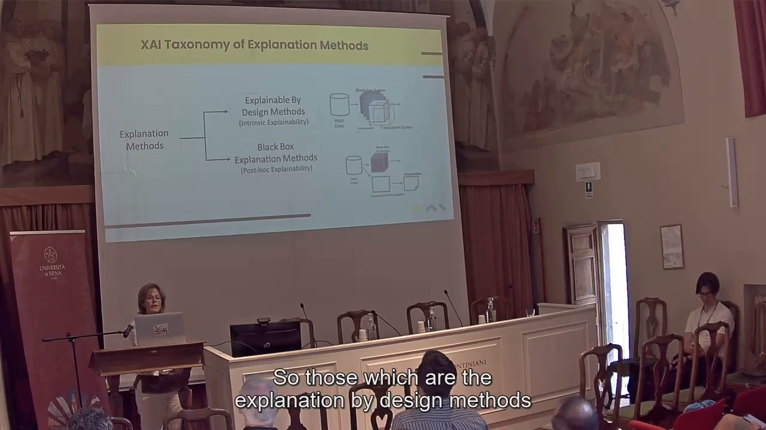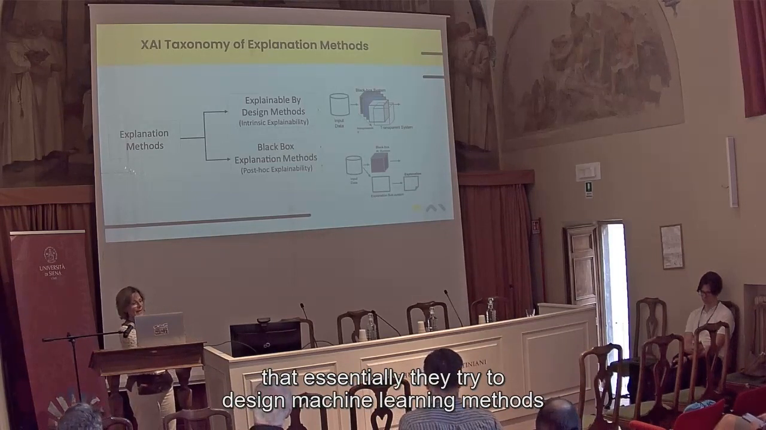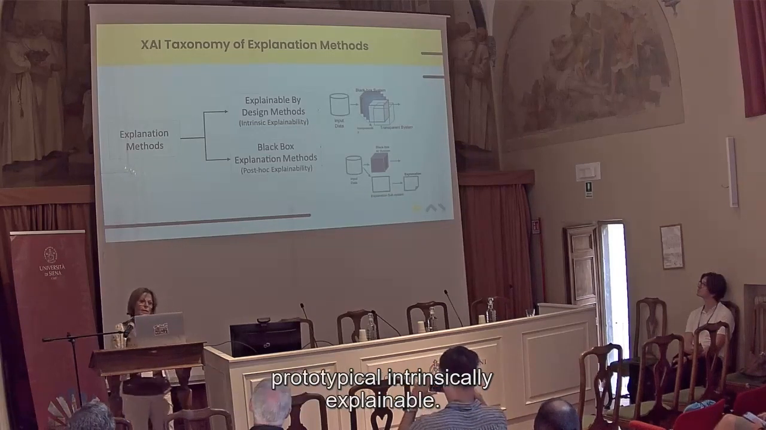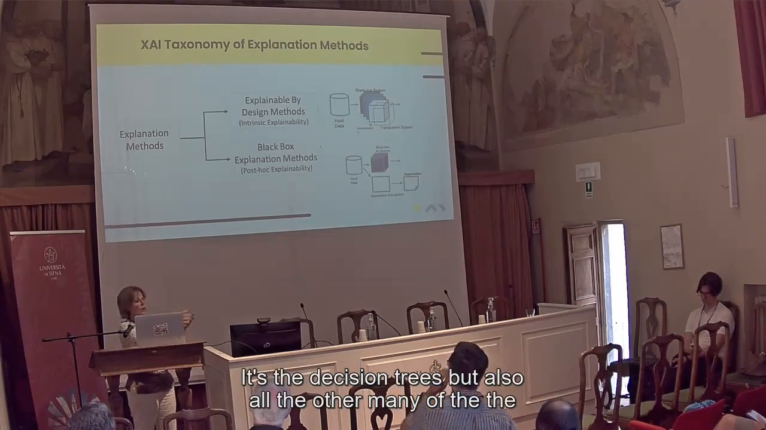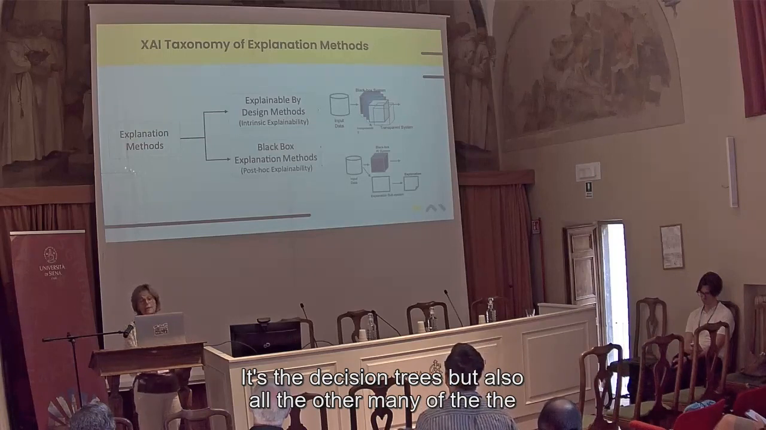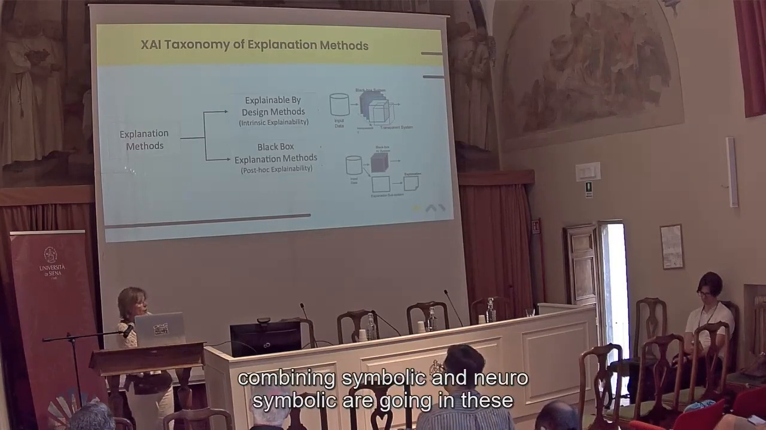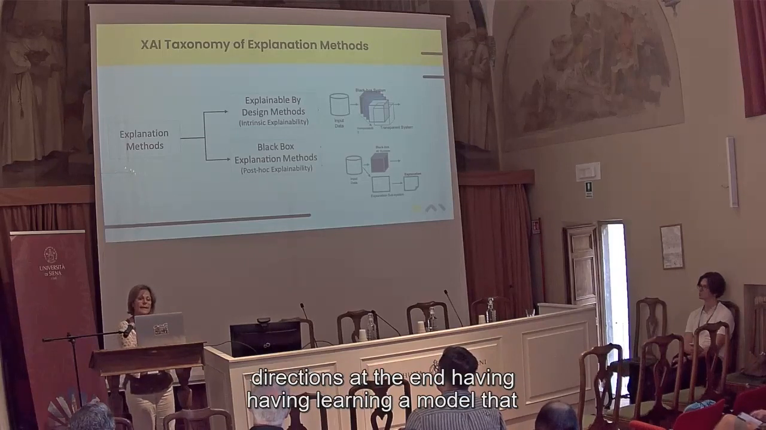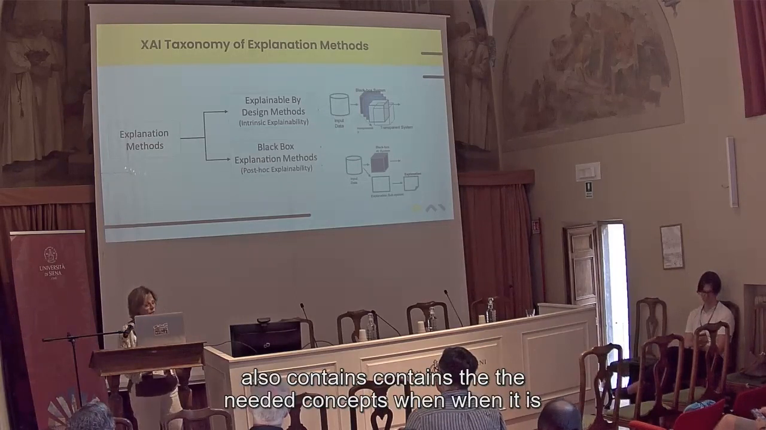So those are the explanation by design methods, that essentially try to design machine learning methods which are intrinsically explainable. The prototypical intrinsically explainable model is the decision tree, but also many of the things that you are doing in this community, combining symbolic and neuro-symbolic, are going in these directions. At the end, you learn a model that also contains the needed concepts when it is executed.